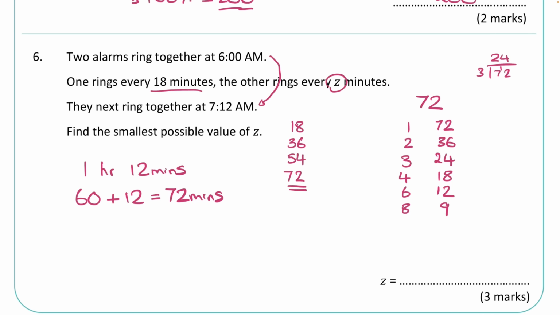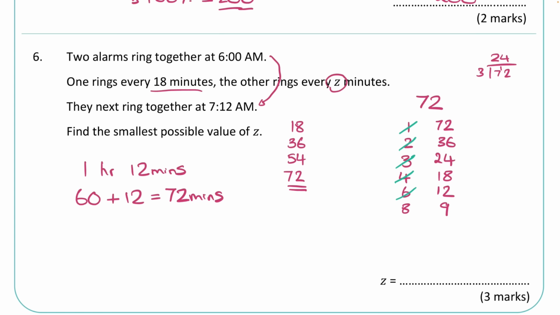So starting with 1, 1's going to go off every minute, so that's going to match all of them. 2 is going to go off after 18 minutes, which obviously doesn't get all the way down to 72, so that's no good. 3 is going to go off after 18 minutes, so that's no good. 4 is going to go off after the 36 minutes, because 4 goes into 36, that's no good. 6 is going to go off after 36 minutes as well, so they'll match at 36.